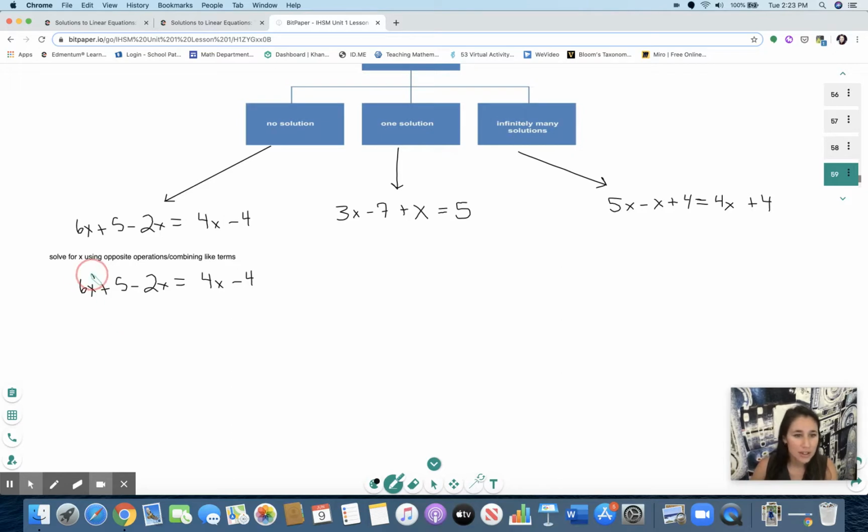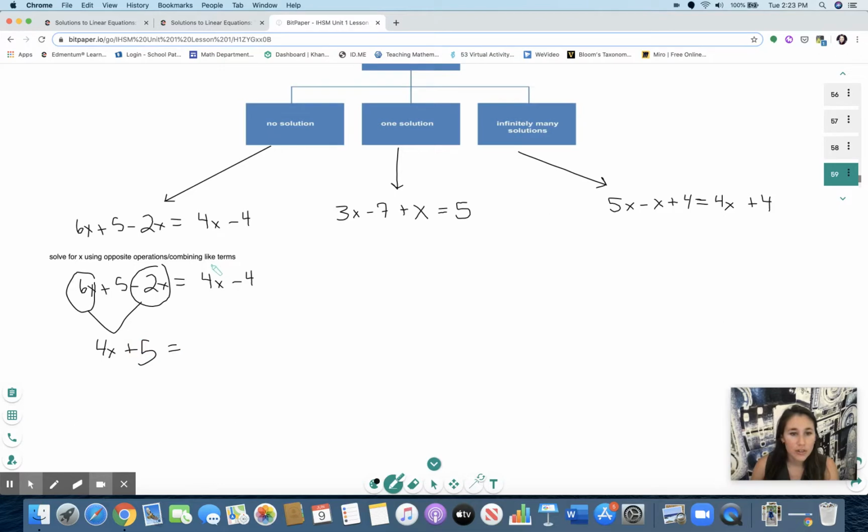So I can see here there's a 6x here, and there's a minus 2x here. So I can combine these. So 6 minus 2 is 4. So we're going to get a 4x. And then the 5 doesn't have anything to combine with. It's just a constant by itself. So we're just going to drop it down.